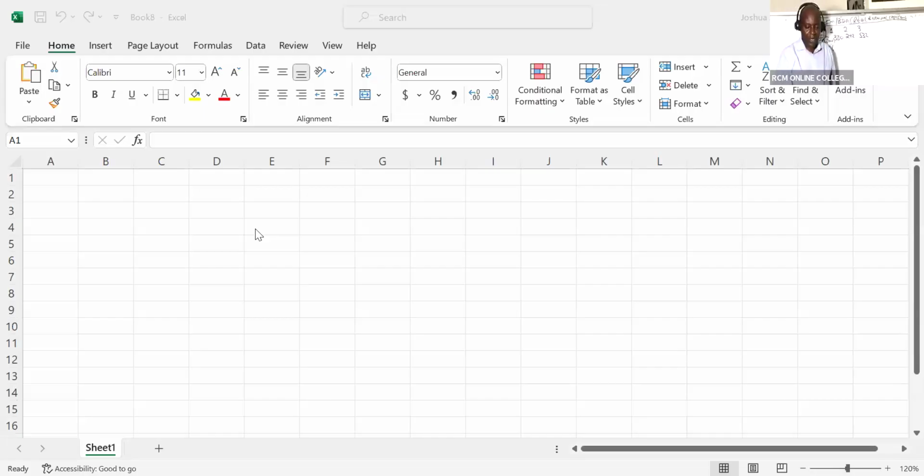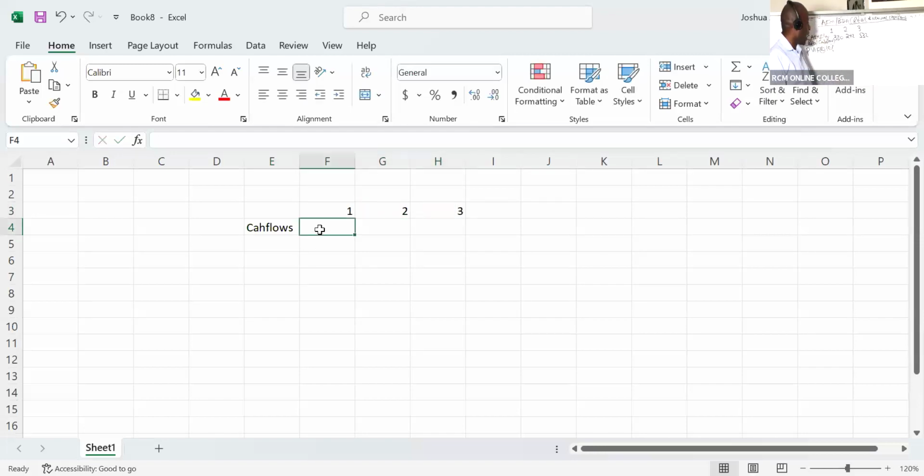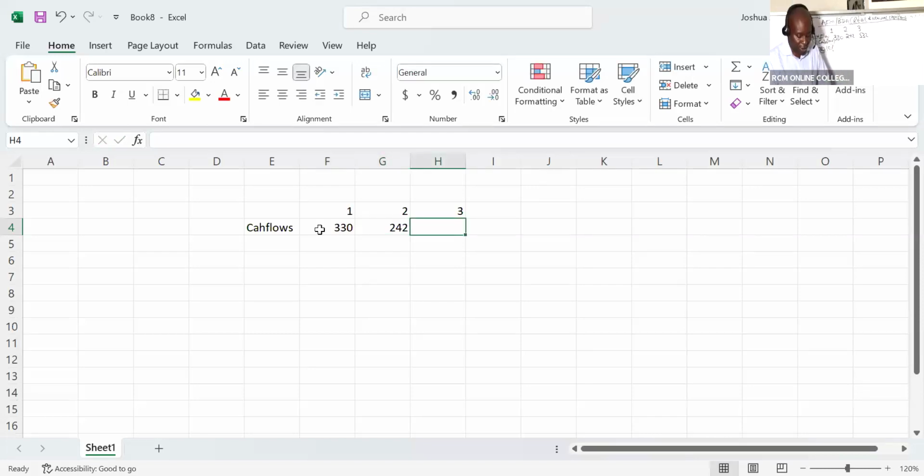So we have our cash flows here. We BDA ninjas don't put any PV. We have year 1, year 2, year 3, and then our real cash flows: 330, 242, and for year 3, 532.